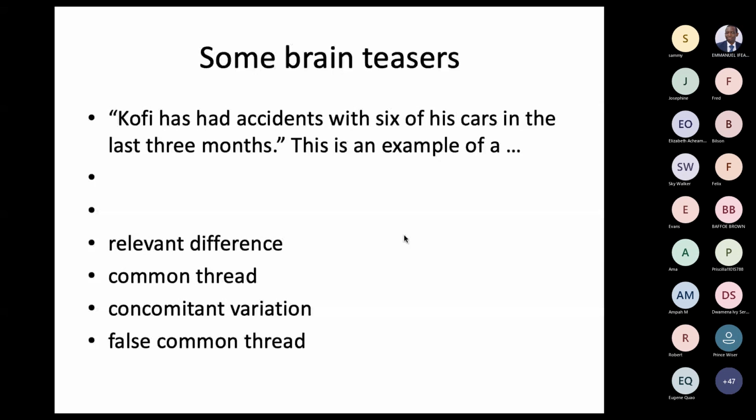Brown. Yes, sir. Please, a common thread. Yeah, common thread. That's good. So how did you arrive at that answer? Because it is something that is happening to him within the last 3 months. It's something that keeps repeating itself. Or rather, you will say that Kofi is the common thread running through the entire 6 accidents in 3 months. Yes, sir. Thank you very much.